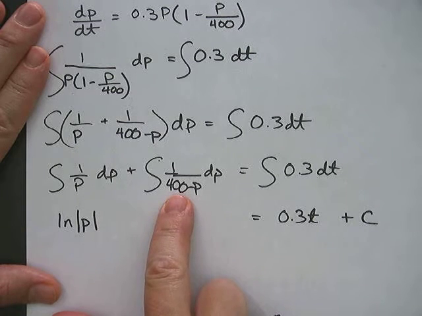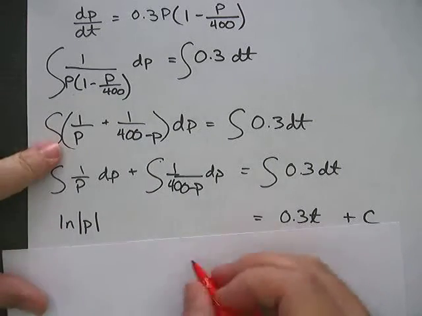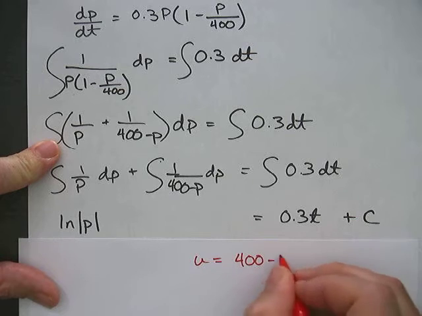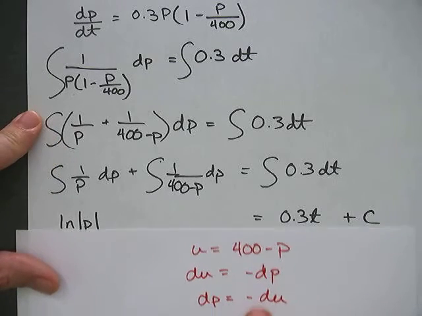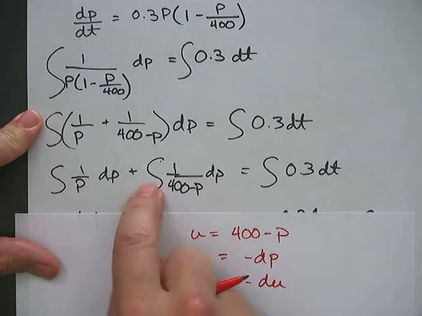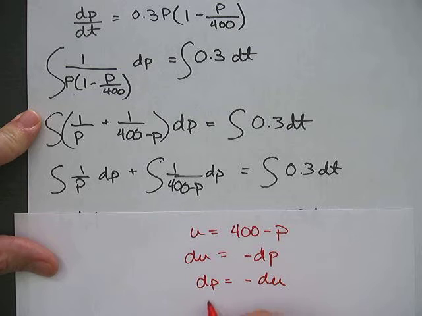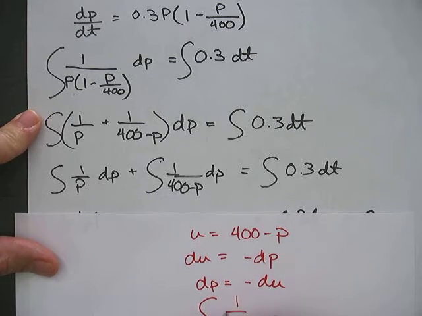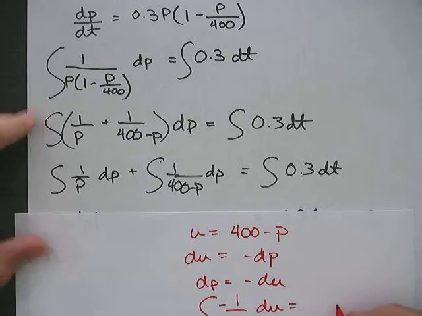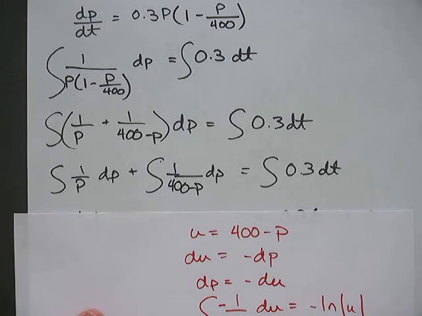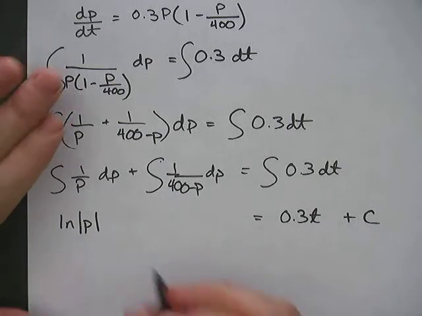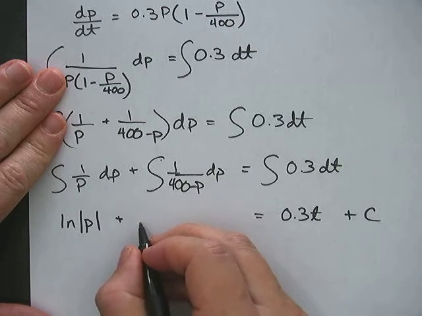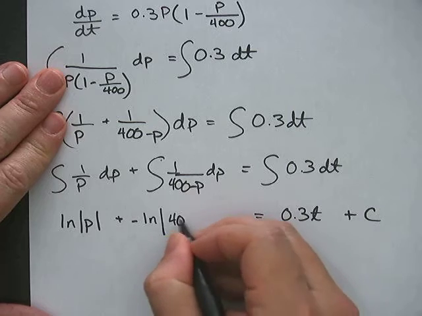Okay, so for this one, we need a quick little u substitution. So let me write that out here. If u is equal to 400 minus p, then du is equal to negative dp, so dp is equal to negative du. The reason that's important is because it's going to change this to a negative answer. So you can write that as the integral of negative 1 over u du, which becomes negative ln of u, which becomes negative ln of 400 minus p. So put that right here, plus, or I could have put minus, either way, plus a negative ln of absolute value 400 minus p.